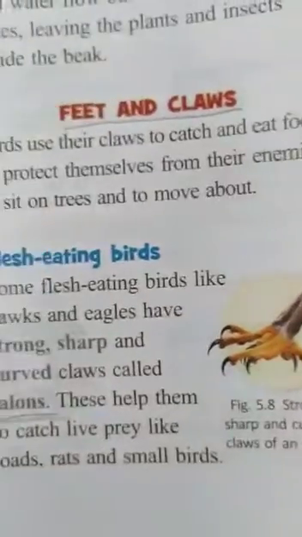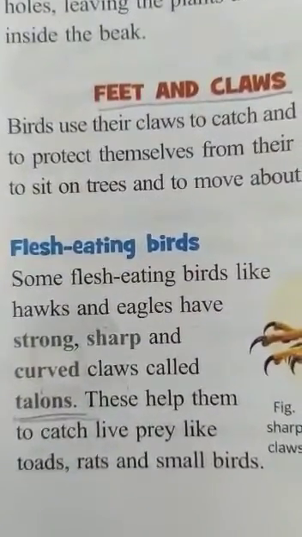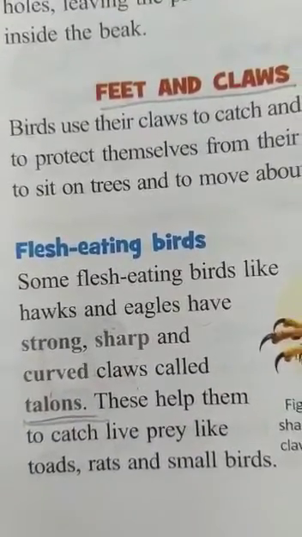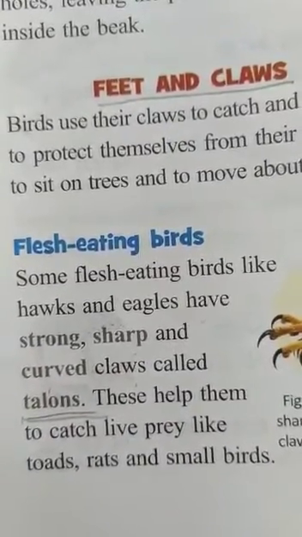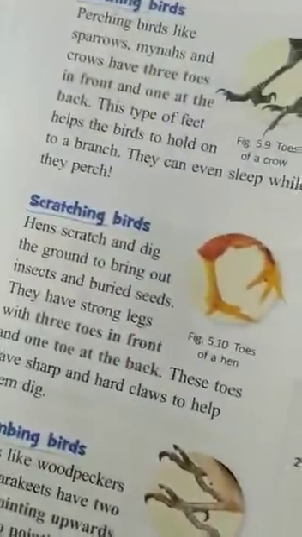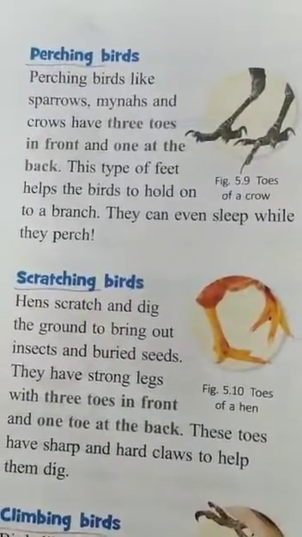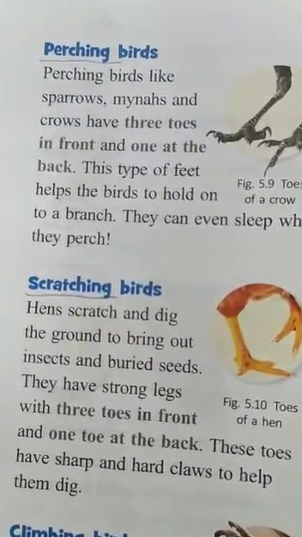So these flesh eating animals have what? Talons. Talons are what, children? They are strong, curved and sharp claws, okay. Turn the page, children. Now, the first one, flesh eating birds, is over.